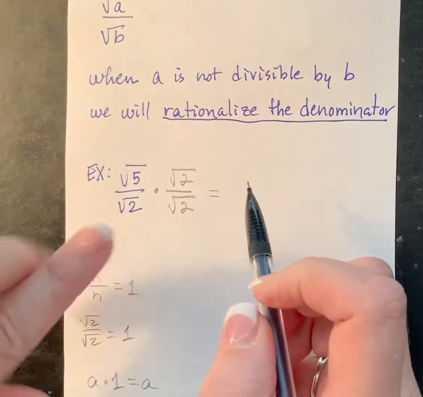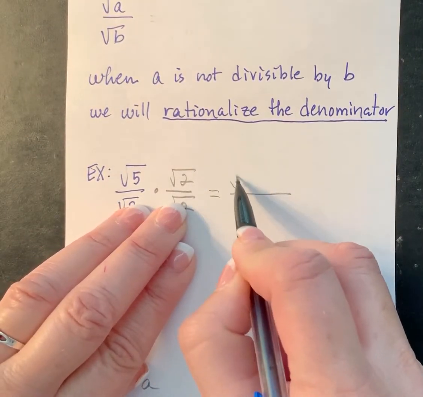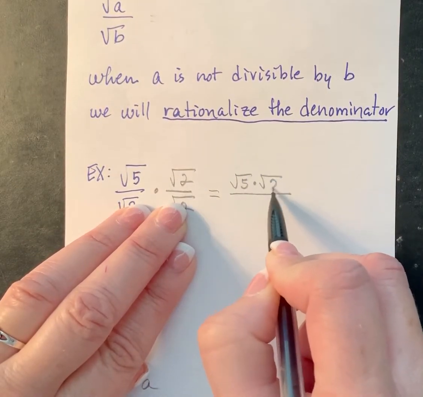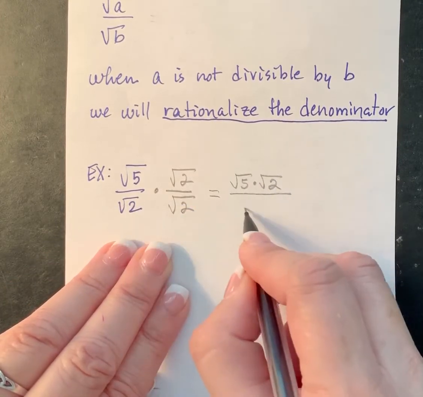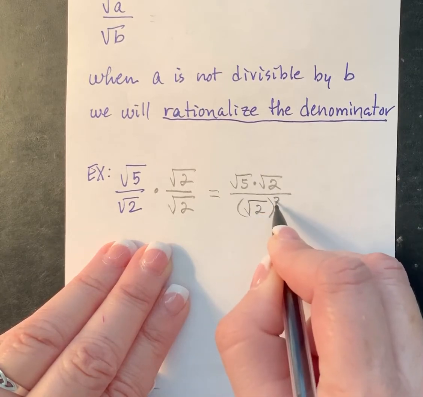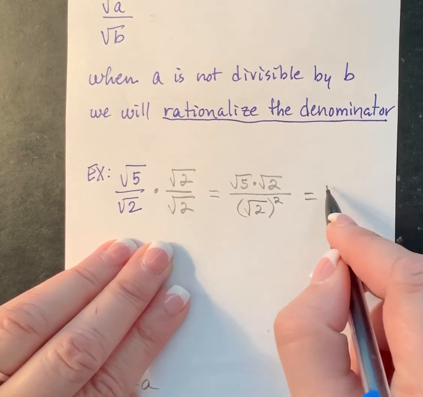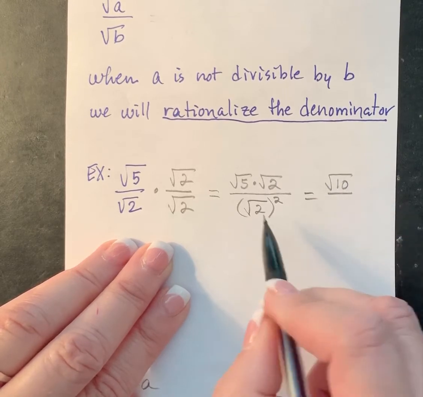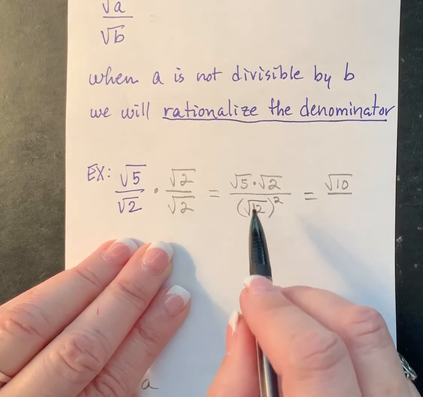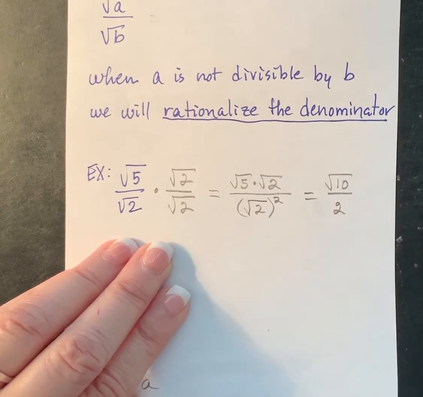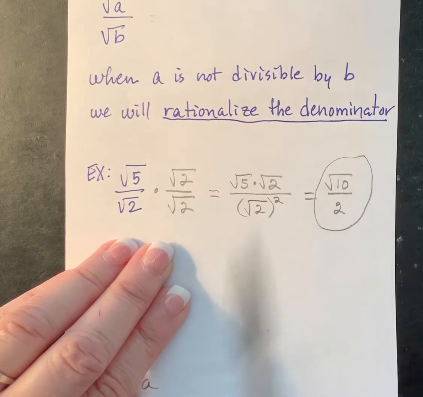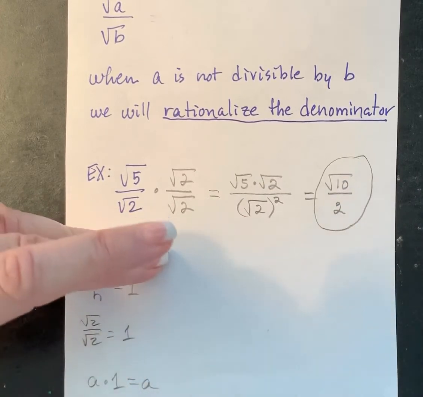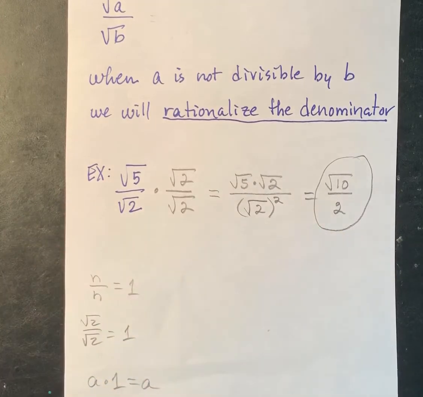Okay, so when you multiply fractions, you multiply the numerators. So I'll write it out the long way. You're going to be doing the square root of 5 times the square root of 2. And you multiply the denominators. So the square root of 2 times itself. So the square root of 2 squared. Okay, so what we'll have is the square root of 10 divided by, remember we have a property for this. When you square a square root, you get the radicand, over 2. Now we have a rational number in the denominator. And that is how we're going to write it, okay? That's simplest radical form.